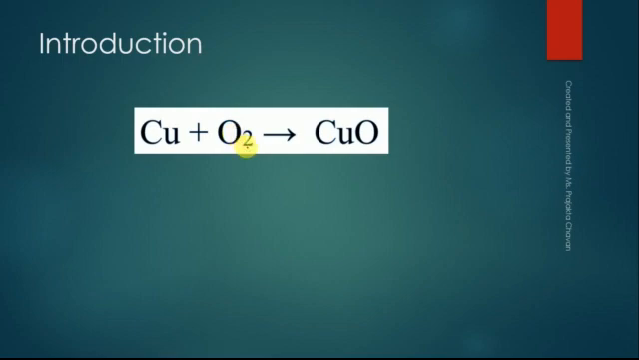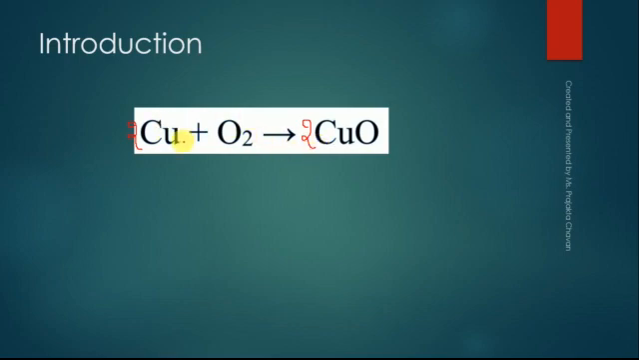In the reactant side, the number of atoms of oxygen is 2. But in the product side, it is only 1. So, we will write 2 for the product. As soon as we write 2, copper also became 2, but here the number of atoms is 1 and hence we write 2 for copper in the reactant. So now the equation is balanced.